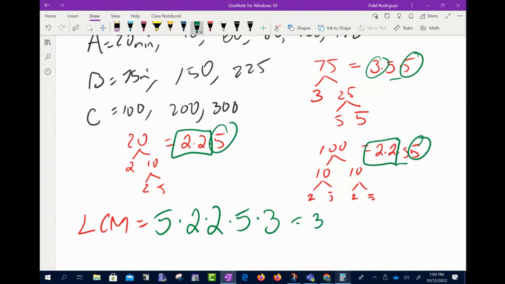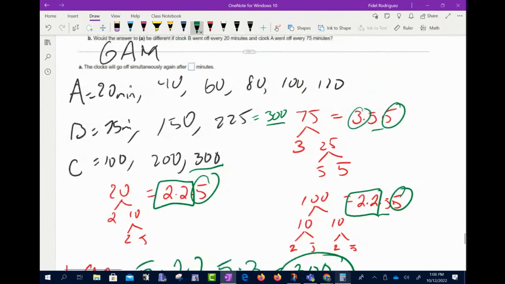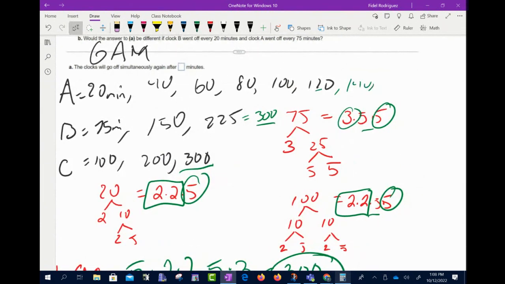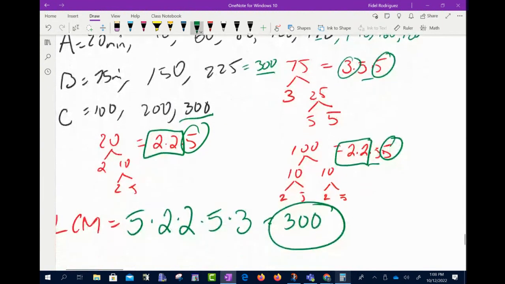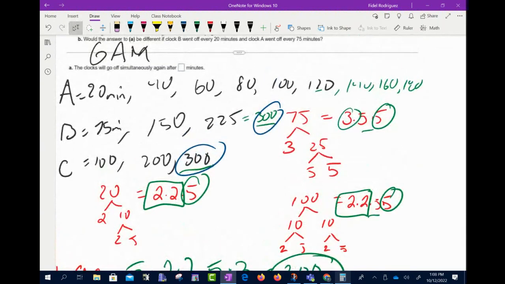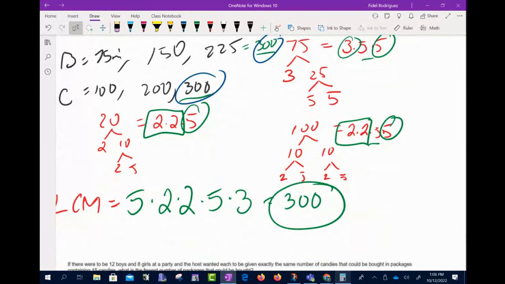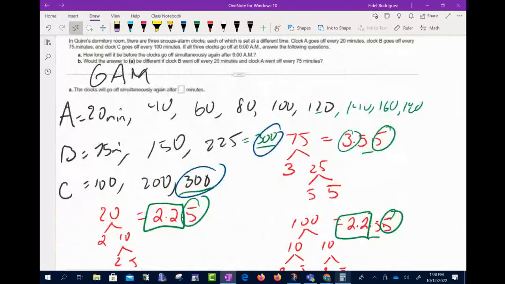And I want to show you guys something. So we came up with 300, right? Look, y'all, there was 300 right there. If I added another 75 to this, that would have been 300. If we keep playing this game, this was 120, 140, 160, 180, 200, and we would get to 300 again, right? So that's going to be our least common multiple. And again, that's why I said you can do it by just making that list longer and longer and longer. And again, it takes time. There's no doubt about it. Or you can break your numbers down and find your LCM, right? So they're going to go off again after 300 minutes.